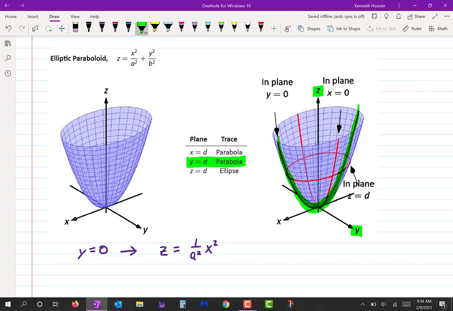So if you look at this thing from the front, meaning looking parallel to the x-axis, and you slice this thing, you will get parabolas. Let me do this a little better here. If you slice this thing perpendicular to the x-axis, you get parabolas. If you slice it perpendicular to the y-axis, you get parabolas.